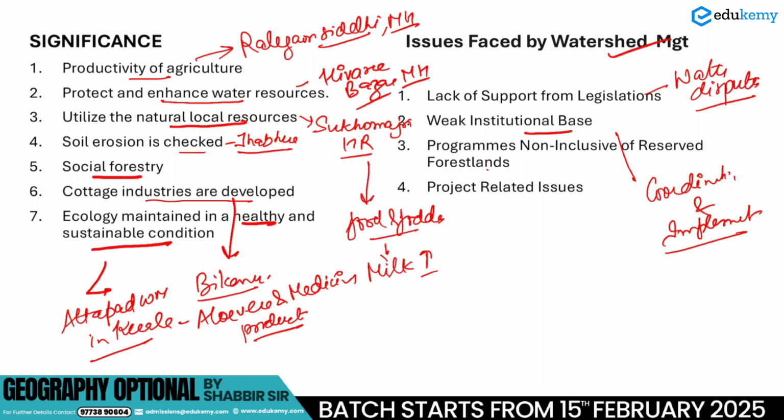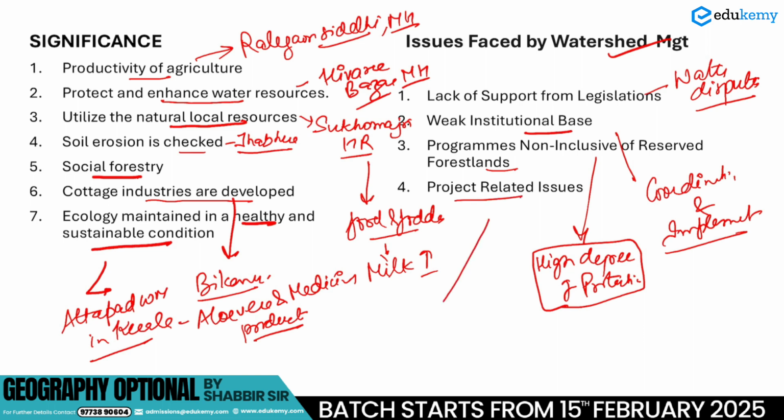Third is programs non-inclusive of reserved forest lands. This point means that integrated watershed management does not allow intervention in reserved forests. Reserved forests are those forests which get a high degree of protection. Even though these reserved forests are suffering from water scarcity, because they are getting a high degree of protection, the integrated watershed management policy cannot be deployed in these reserved forests, and the reserved forests are also suffering from water scarcity.